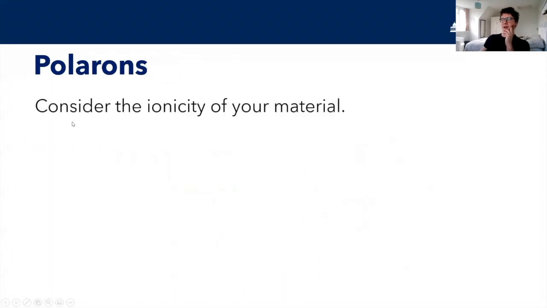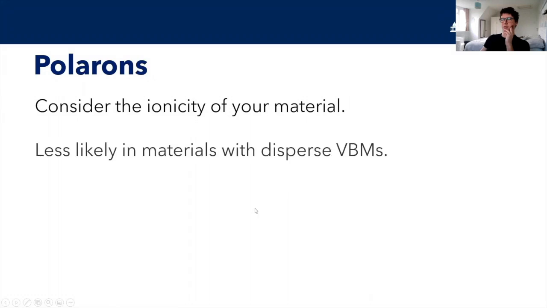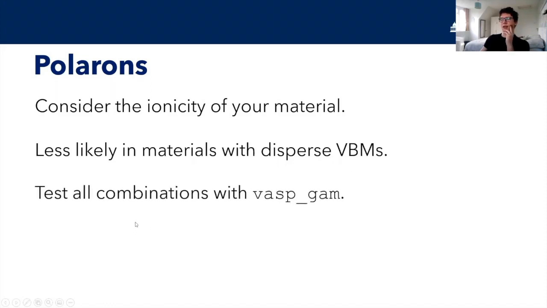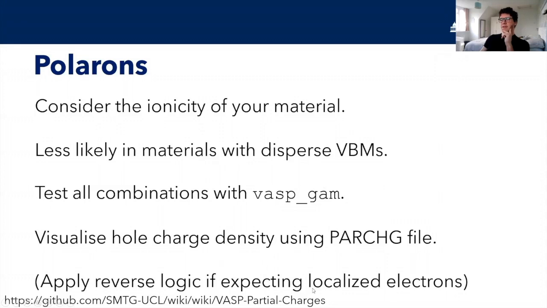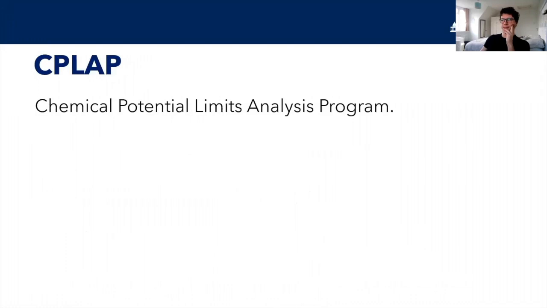So to summarize, you need to consider the ionicity of the material. This is less likely in materials with more dispersed valence band maximums that aren't dominated by, say, oxygen. You want to test all of the combinations with a gamma point only calculation and then proceed with the lowest energy one. And you can then visualize these hole charge densities using the PARCHG file. If you're expecting localized electrons, you can apply a reverse sort logic as well. But VASP is typically a bit better at localizing electrons than it is at holes.